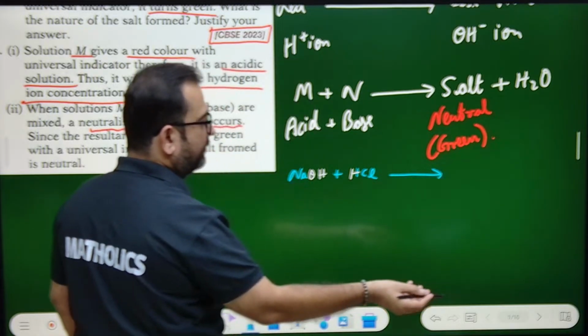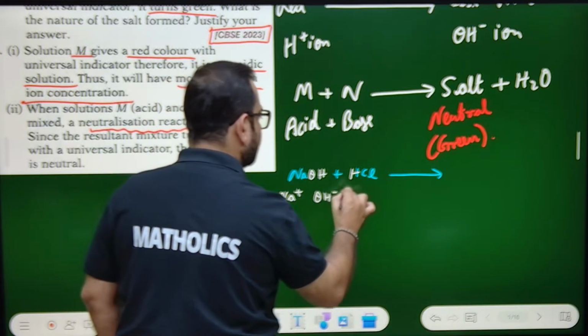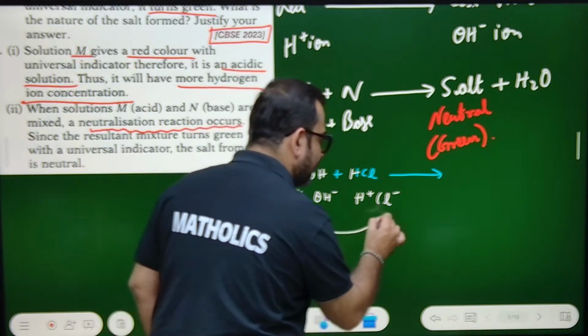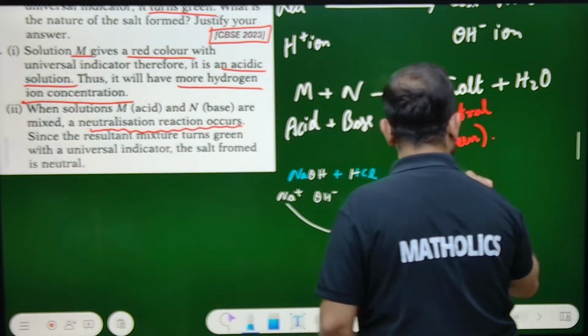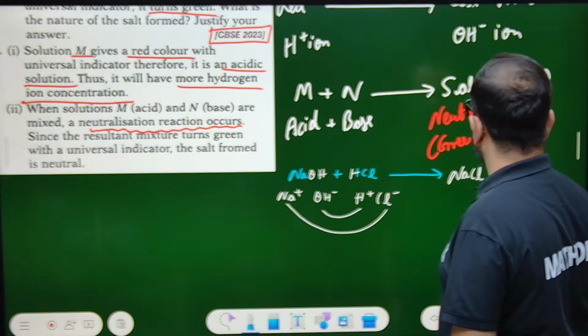What products will be formed? If you ionize this, this will be Na positive, this will be OH negative, this is H positive, this is Cl negative. If you combine Na positive and Cl negative, NaCl will be formed. Always try to give examples. And H with OH will be H2O, right?